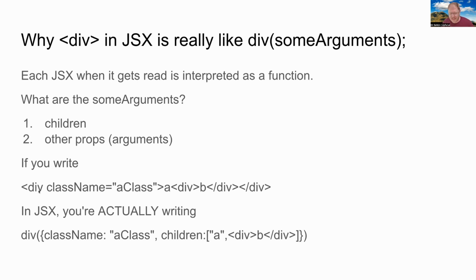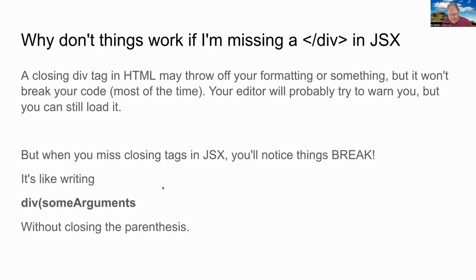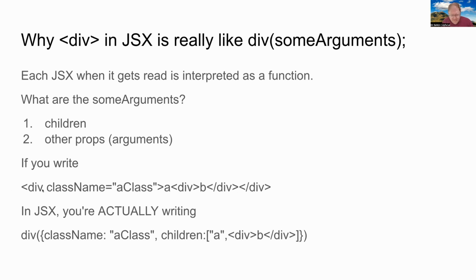So if we write div className equals a class, and we put an A and then another div inside of it with a B inside of it. So right, we have a div inside of a div with some other text. Really what you're doing is you're calling this function div, and you're passing it a className, an A, and a div inside of it.